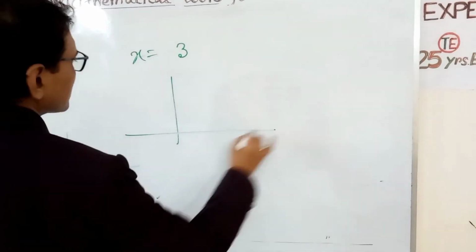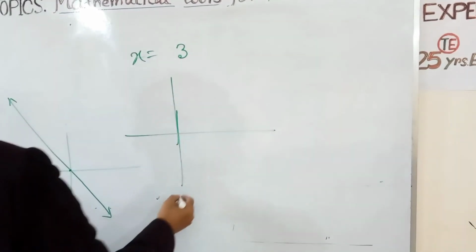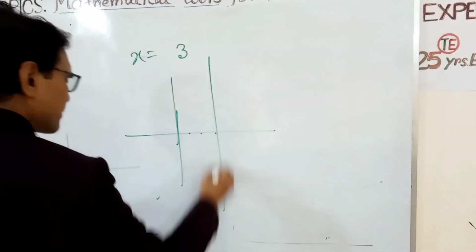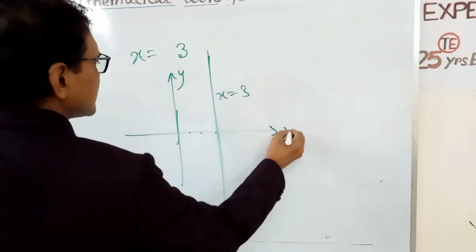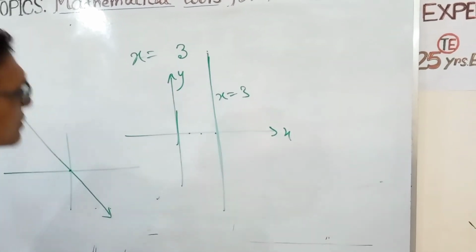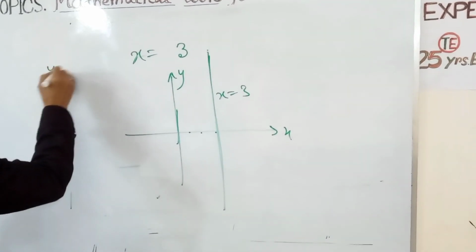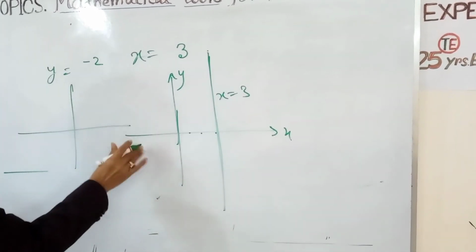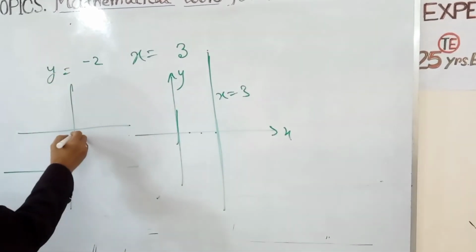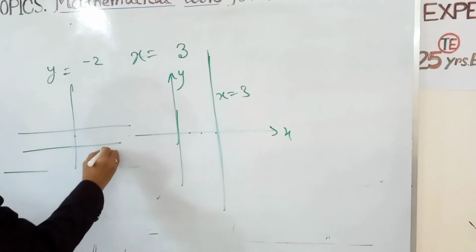Suppose x equal to 3. So what is the path of the line? 3 means 1, 2, 3. So this is the line of x equal to 3. This is the y-axis, this is the x-axis, and if y equal to, suppose, minus 2, so what is the straight line? Minus 2 means this, so this is the straight line.